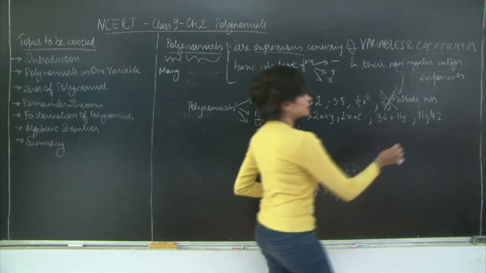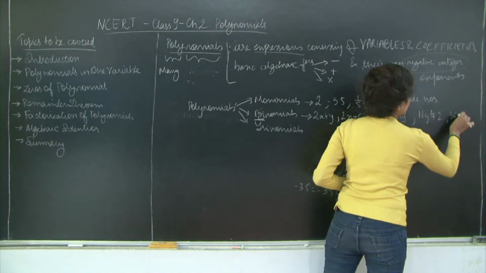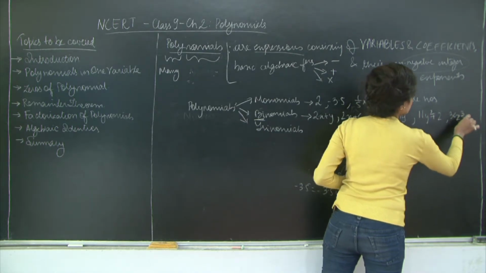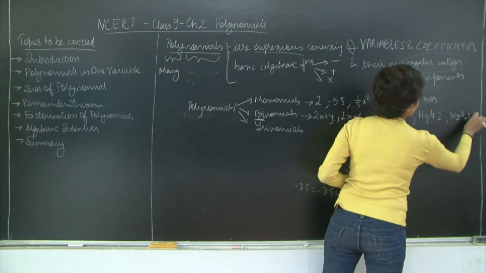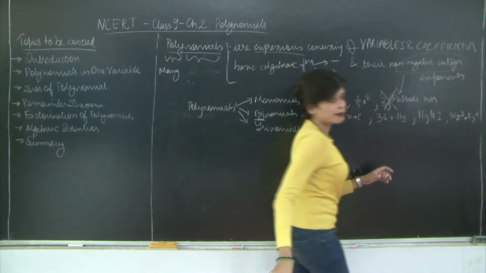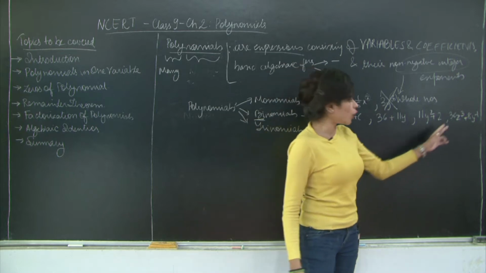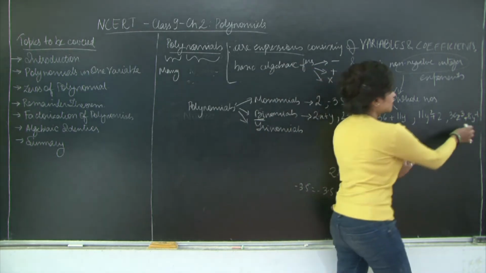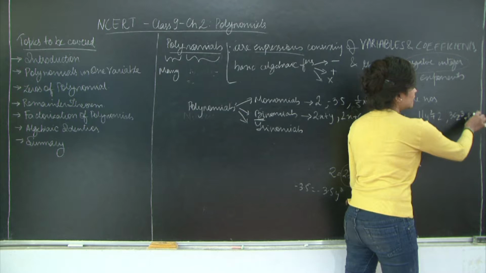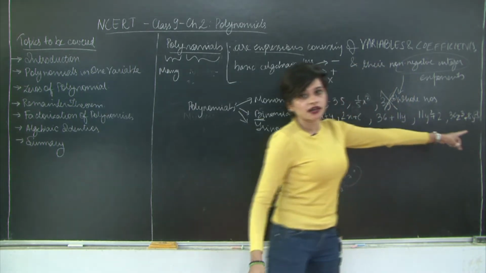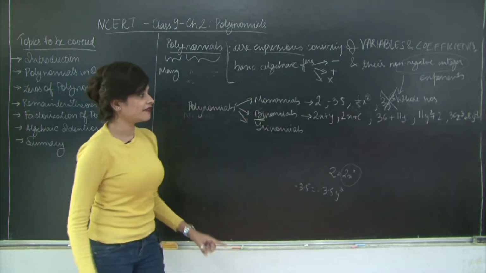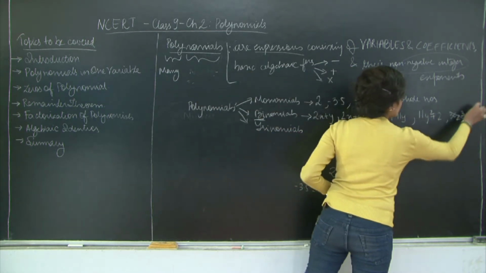Then how about 36z cube plus 8y raised to minus 1? Is this a binomial? Most of you would say yes, but no, it is not a binomial, although it has two terms out here. Check out this number, y raised to minus 1. Minus 1 is a negative integer exponent, therefore this term is not a binomial.